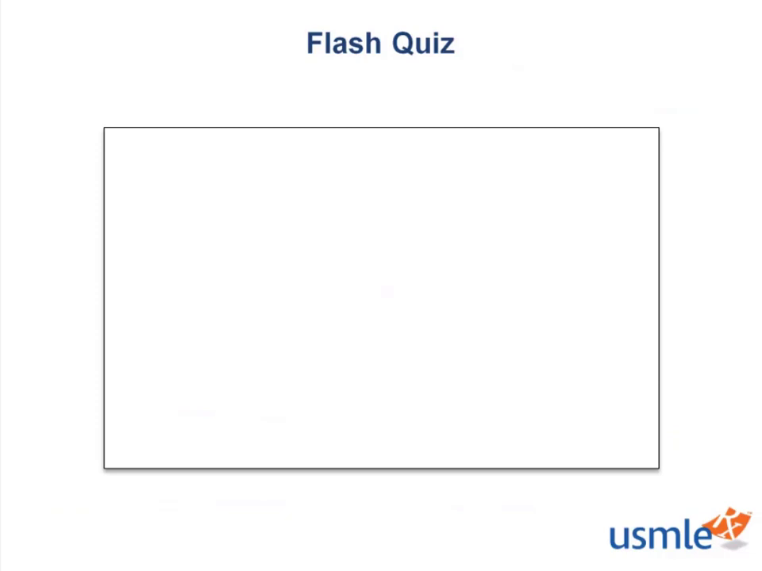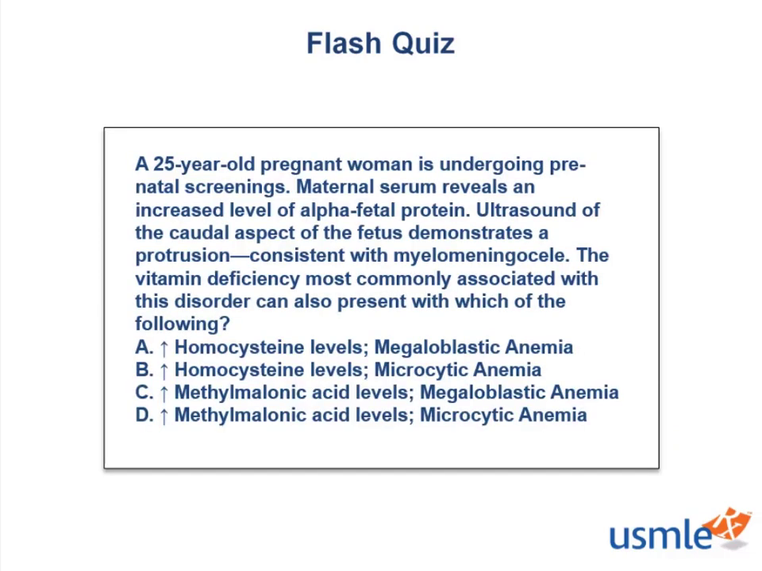Time for a flash quiz. The question reads that a 25-year-old pregnant woman is undergoing prenatal screenings. Maternal serum reveals an increased level of alpha-fetoprotein. Ultrasound of the caudal aspect of the fetus demonstrates a protrusion, consistent with myelomeningocele. The vitamin deficiency most commonly associated with this disorder can present with which of the following?